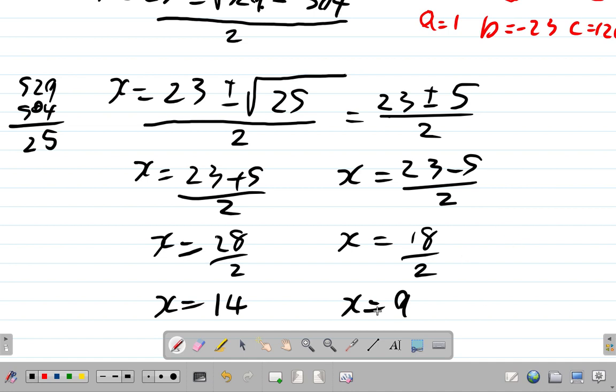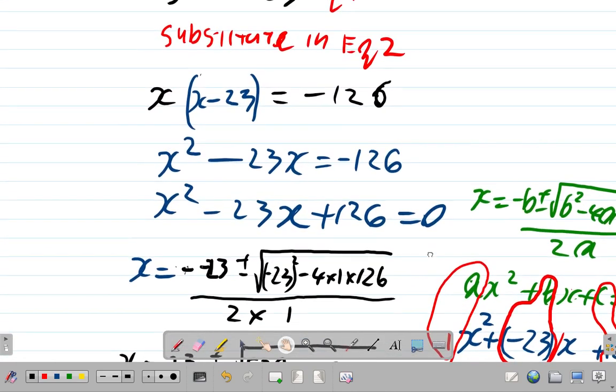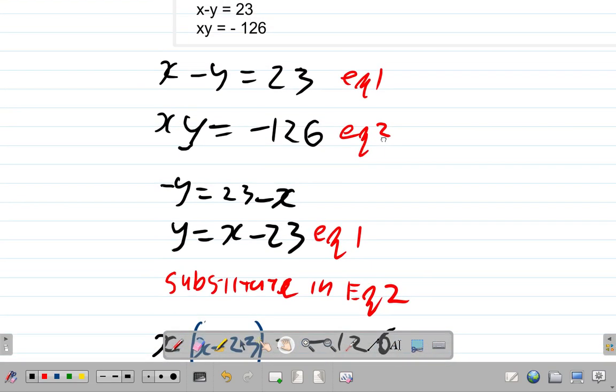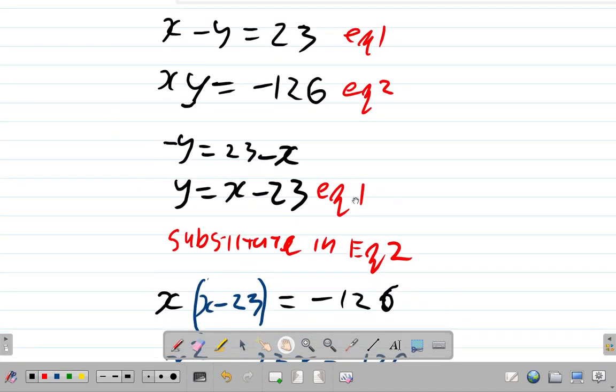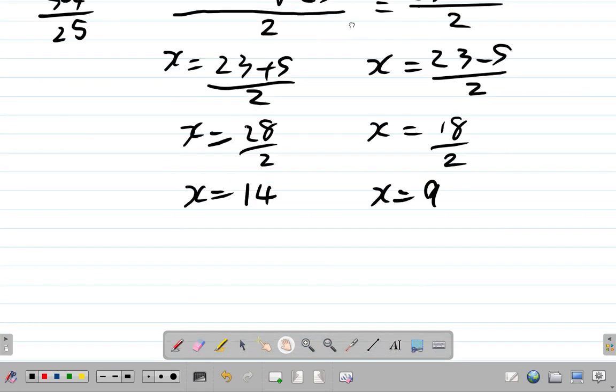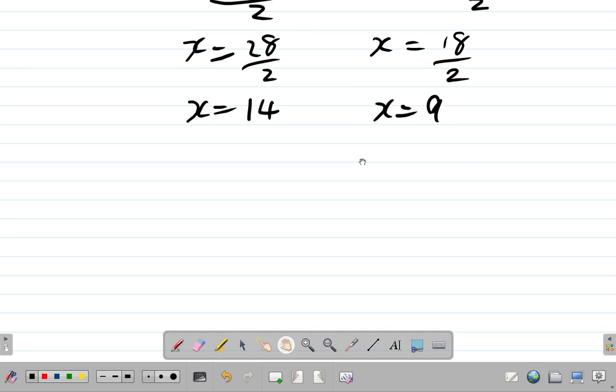But you're not done yet, you know. You found the two values of x. What about y? You're being told that y is x minus 23. So let's do that down here. y is equal to x minus 23.